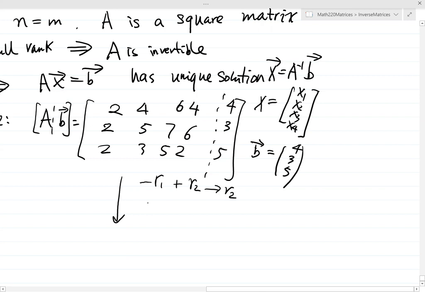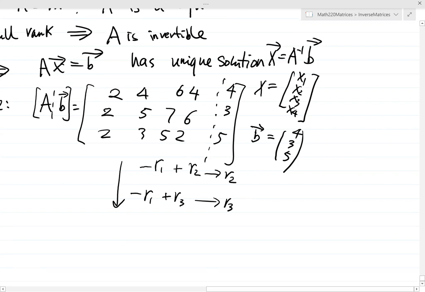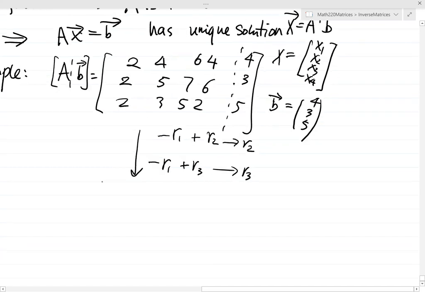Replace row 2. So multiply row 1 by -1, add to row 3, and then replace row 3. So this way we get the new augmented matrix. This you get 2, 0, 0, and then 4. The first row is fixed. Okay, the first row is fixed.